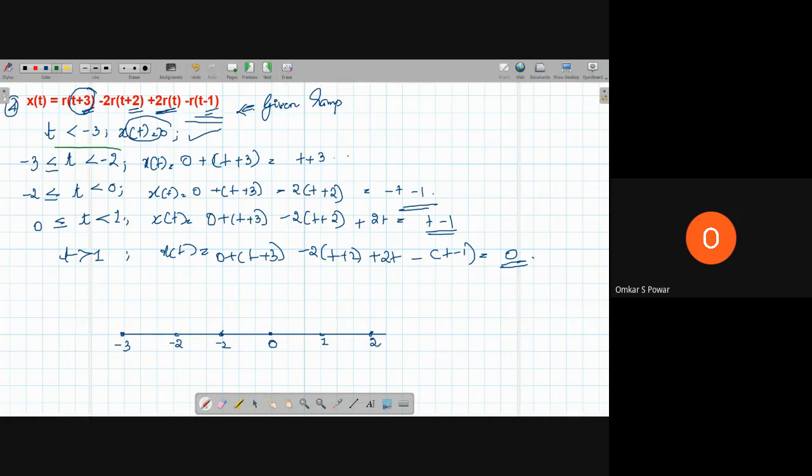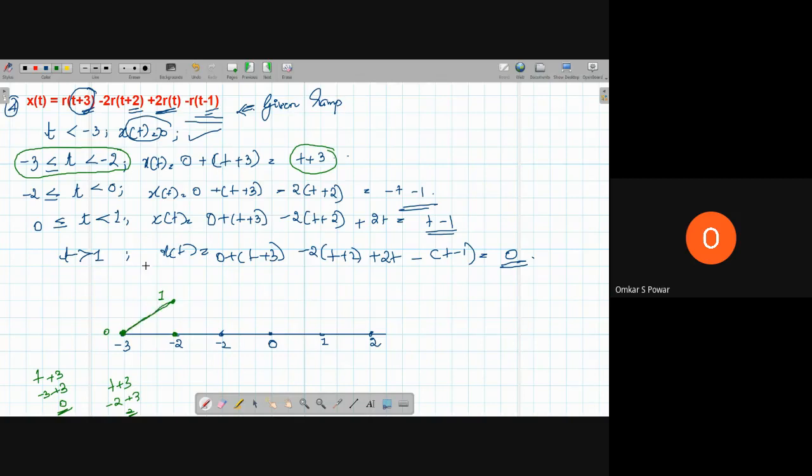Then t varies from minus 3 to minus 2. What is the value of x of t? t plus 3. So at t equal to minus 3, what is the value of x of t? 0. So this value is 0. Then at minus 2, t plus 3, so minus 2 plus 3, what is the value? 1. So this value is 1. So it will be like this.